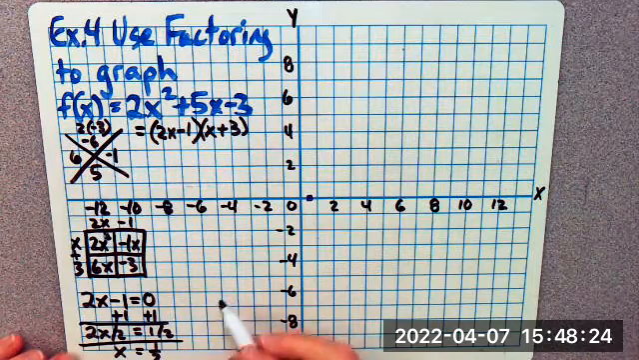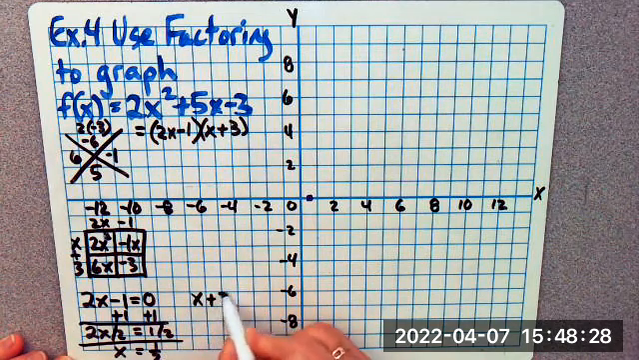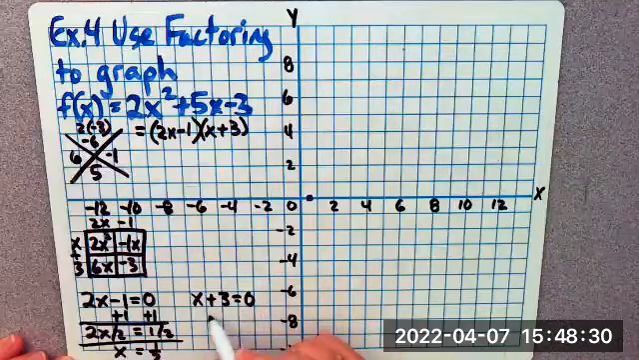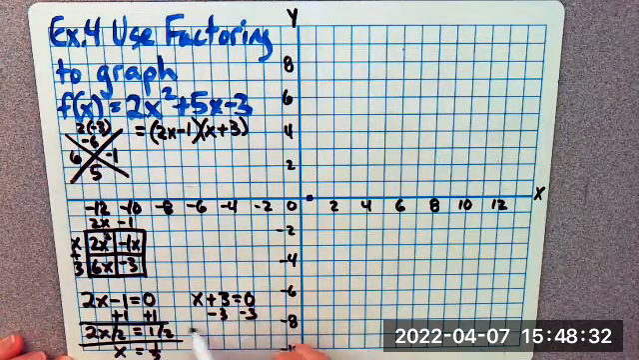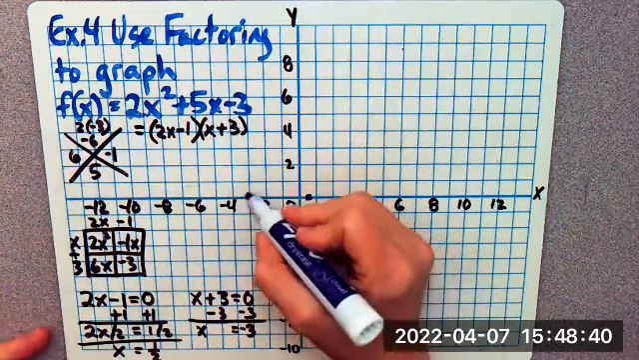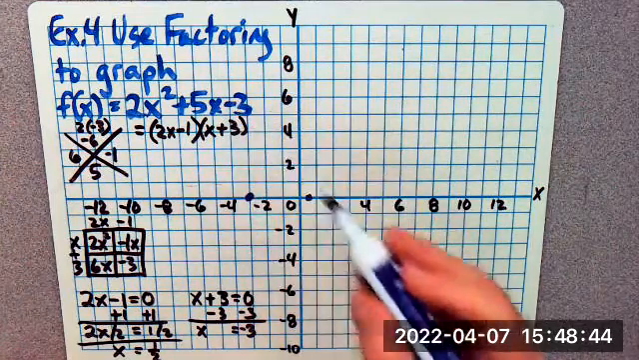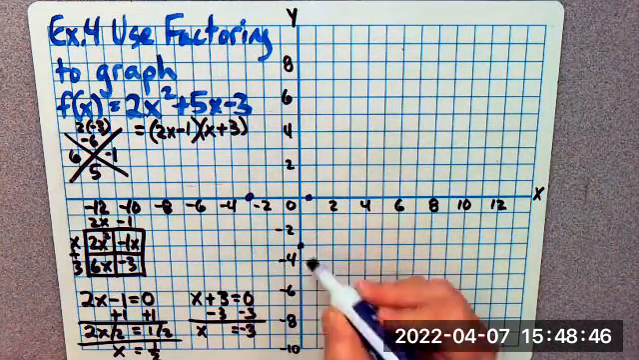Right, the next one we're going to look at is x plus 3 equals 0. So we subtract 3 from both sides, and that gives me x equals negative 3. So I have a point on the graph here. Now from the original equation, I also have negative 3.